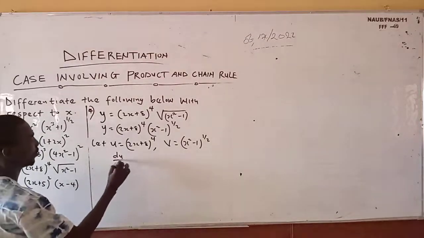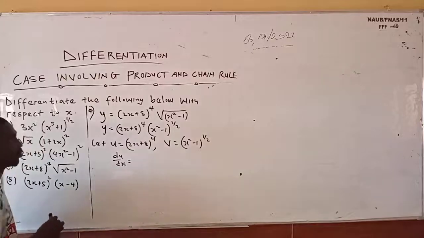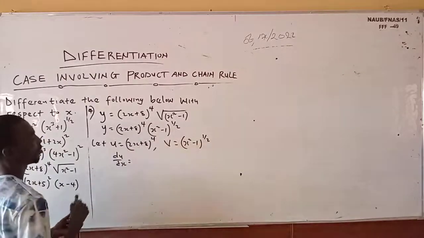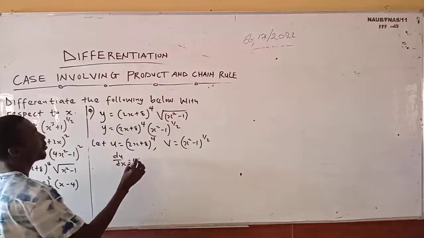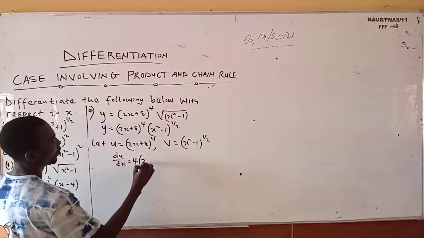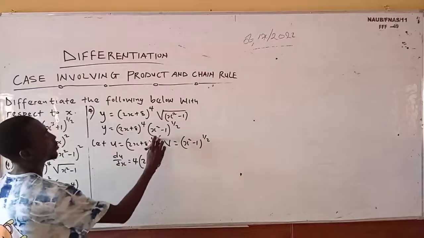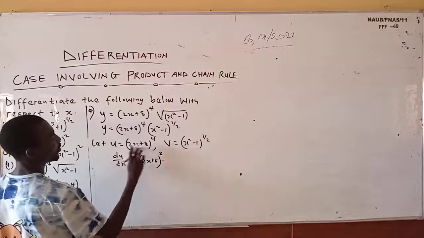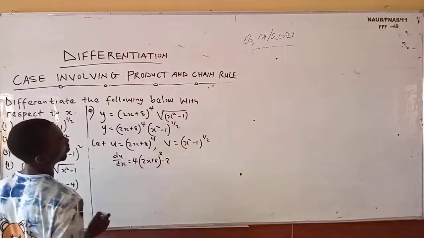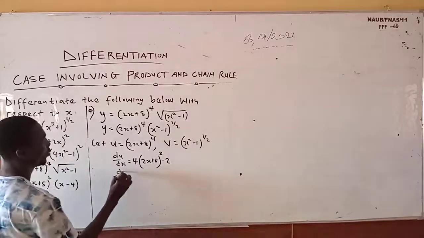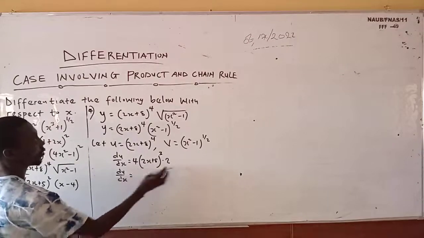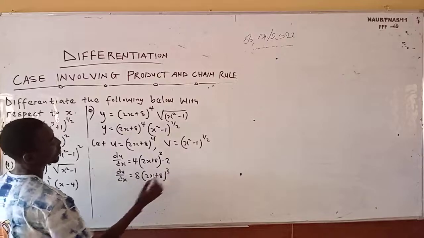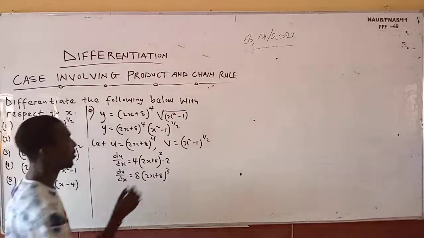So we differentiate u with respect to s, using the chain rule. We bring the 4 to the front: 4 into (2s plus 8), subtract 1 from the power to get 3. Then differentiate the inside, which gives 2. So du over ds equals 4 times 2, which is 8, into (2s plus 8) to the power of 3. So that is everything about that.